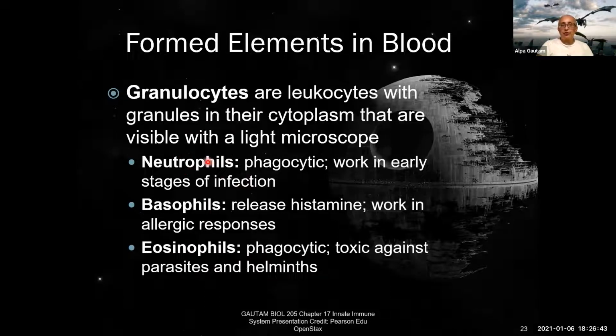So neutrophils are cells that are phagocytic, so they can extend their cytoplasm, bring in the pathogen, keep it in the vesicle, and then destroy it. So neutrophils are phagocytic. That's their main role. Remember earlier I said neutrophils are the most abundant type of cells. So these are the first soldiers on the scene, if you will. So they work early in the stages of infection.